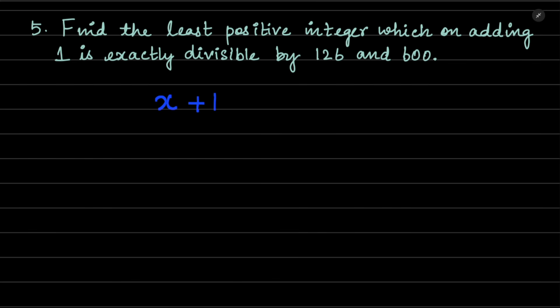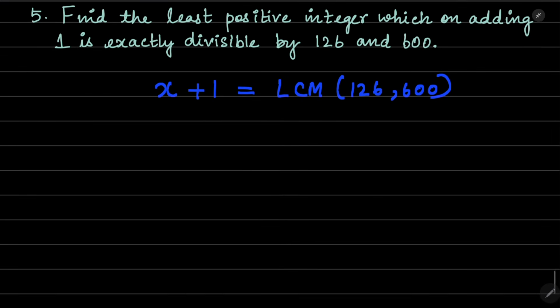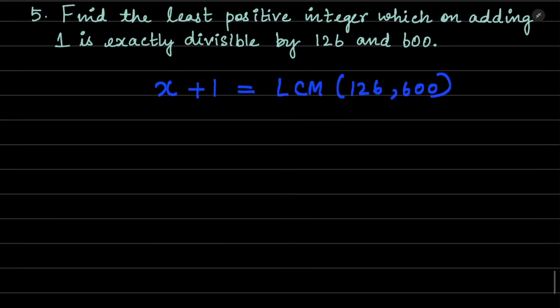So you are asked to find the least positive integer which, when added by 1, is exactly divisible by 126 and 600. So this is equal to the LCM of 126 and 600. First, let's calculate the LCM of 126 and 600 by doing the prime factorization. So I'm going to do it here.